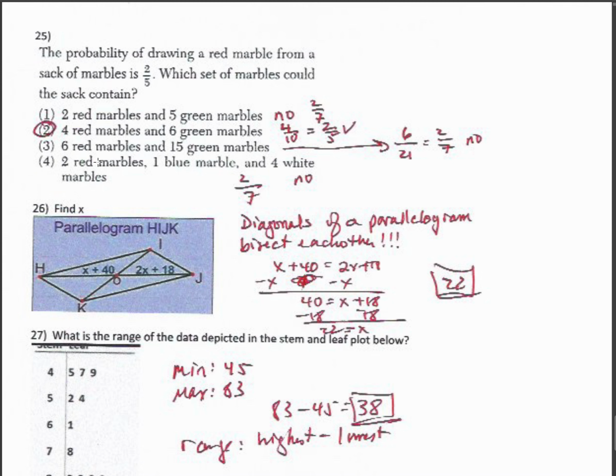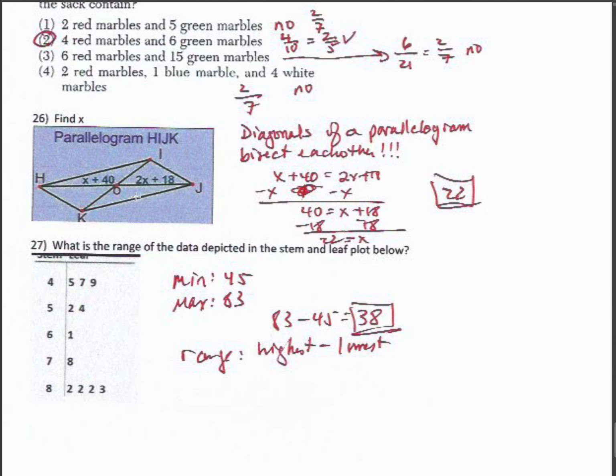And for number 4, altogether there are 2 red, 1 blue, 4 white. That's 7 altogether. Only 2 are red. 2 sevenths isn't what we're looking for. We wanted 2/5. They tried to trick you with 4/10, but you're too good for that. You're not going to fall for that. You know that 4/10 reduces to 2/5.